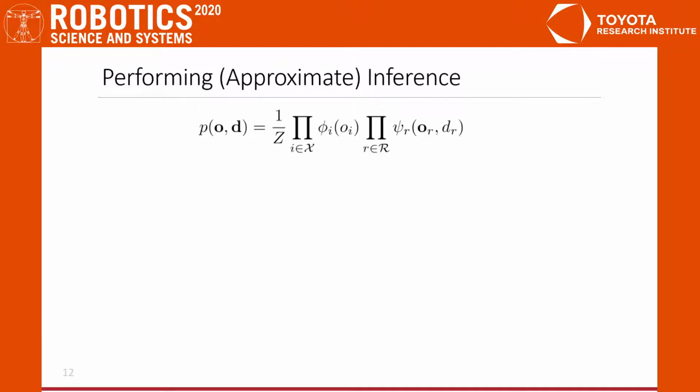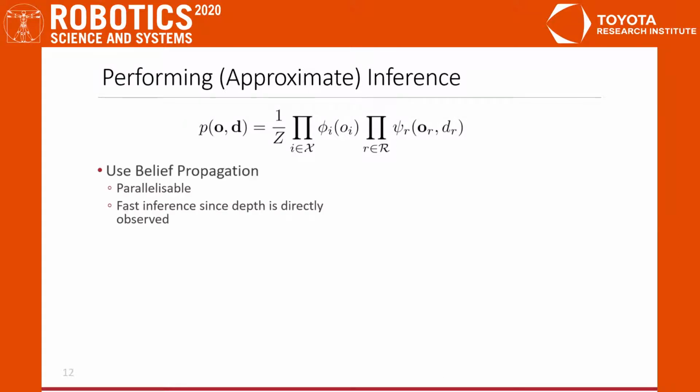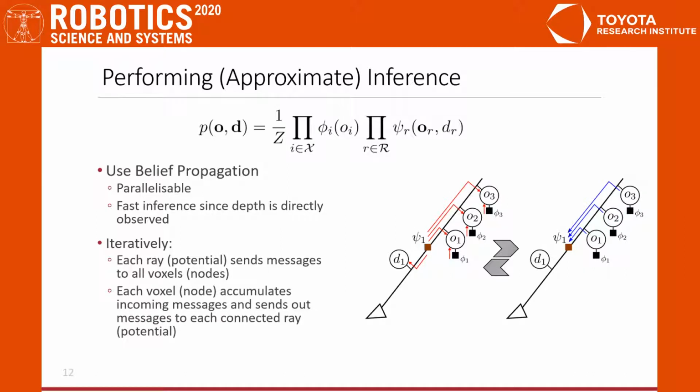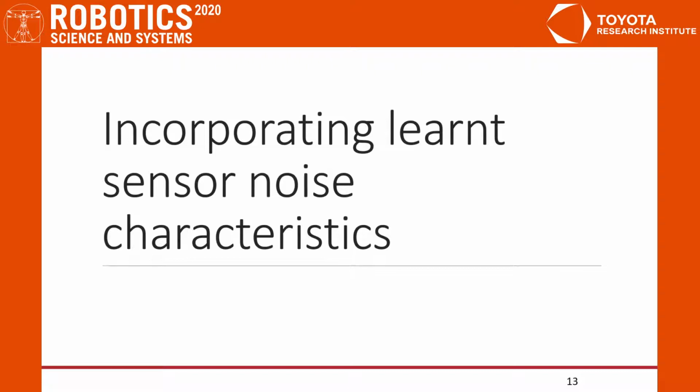So performing inference involves finding the joint over all the occupancy nodes and the depth nodes. And this is done via belief propagation in our work because it's inherently parallelizable, and we get fast inference since the depth data is directly observed and is consistent throughout most of the views that we see. So iteratively, this goes on by each ray potential sending out messages to all the variables that it's connected to, and then in the second pass, all the variables accumulating the incoming messages and then sending out messages to each connected ray depth potential.